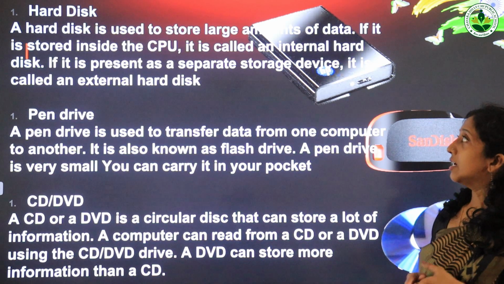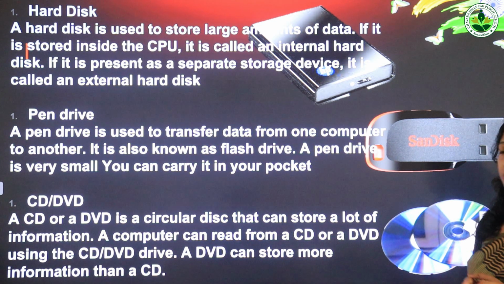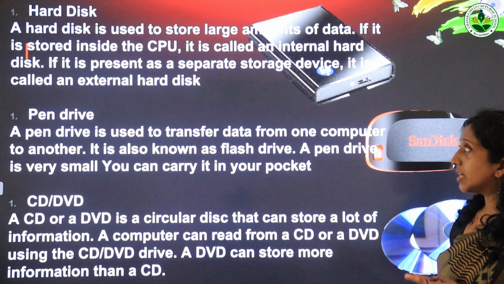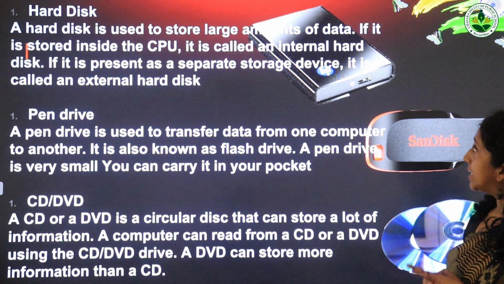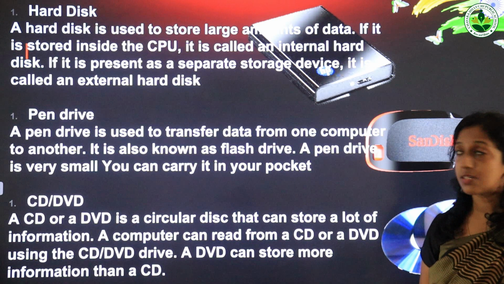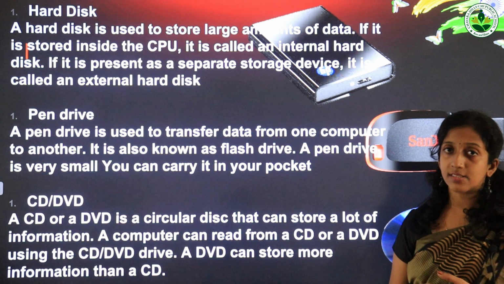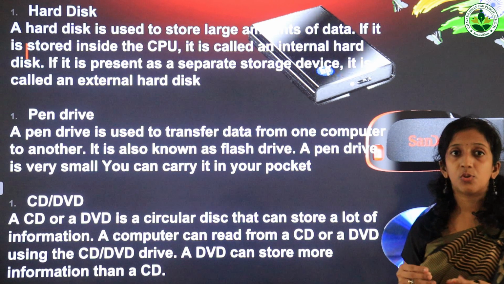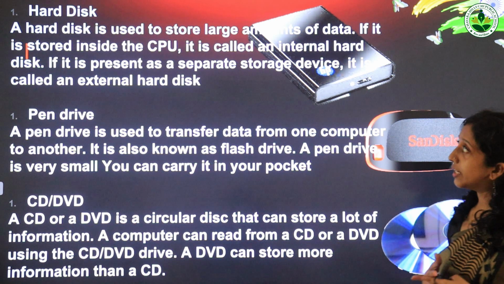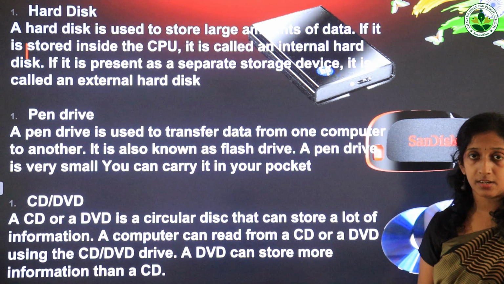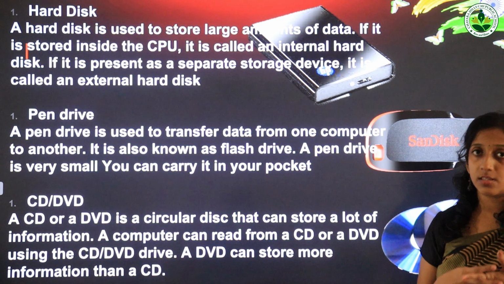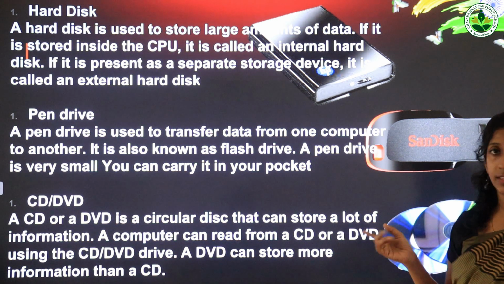A hard disk is used to store a large amount of data. If it is stored inside the CPU, it is called an internal hard disk. If it is present as a separate storage device, it is called an external hard disk. If the computer needs to store a large amount of data, it will be stored in the hard disk.